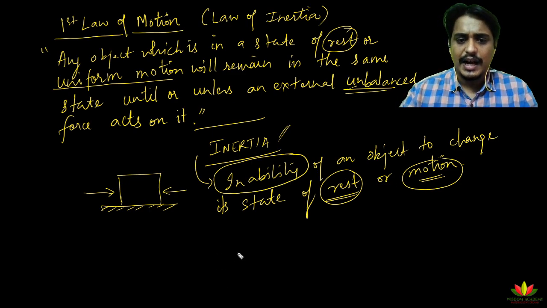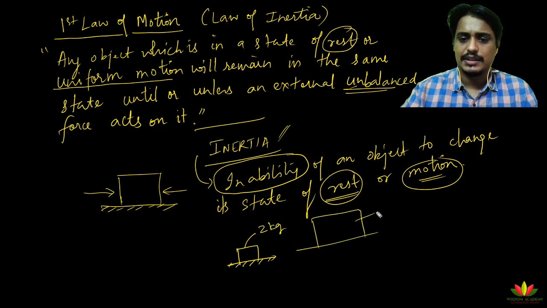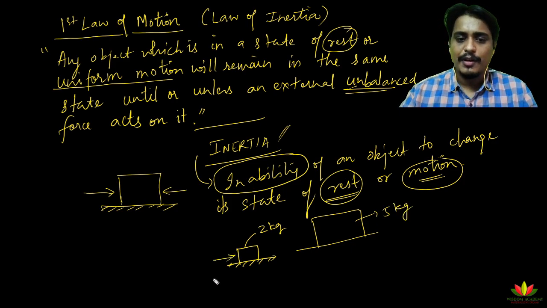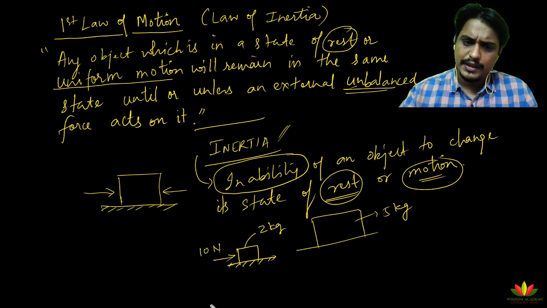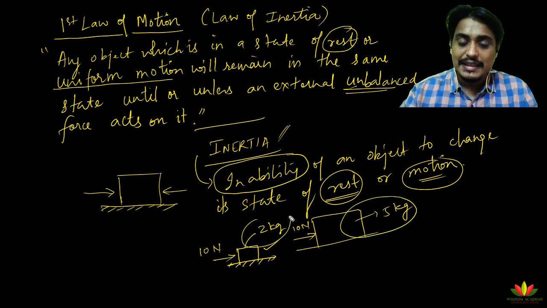Now suppose I have an object here. An object is of 2 kg mass, right? And I have another object here. This object is of 5 kg mass. Now, if we apply a force on it, I apply a force of 10 Newton. This 10 Newton force may move this, but same 10 Newton force may not be able to move this. So the inability of this body is higher than this body.